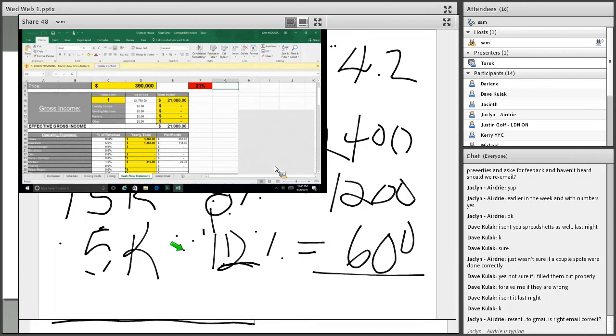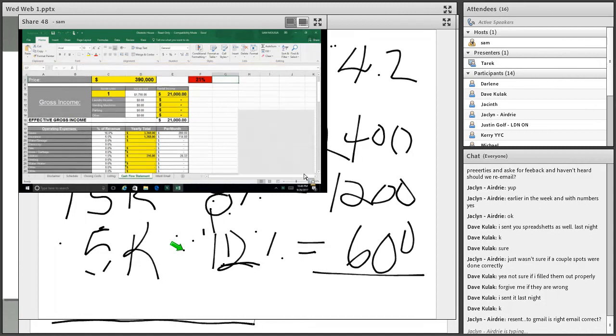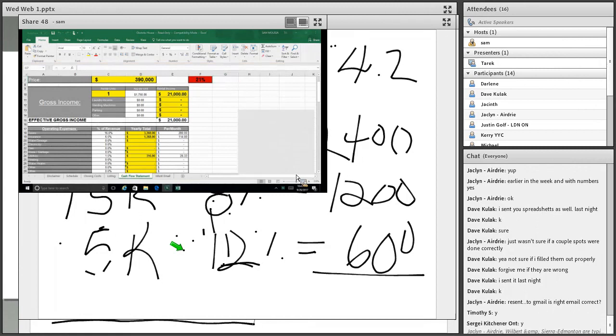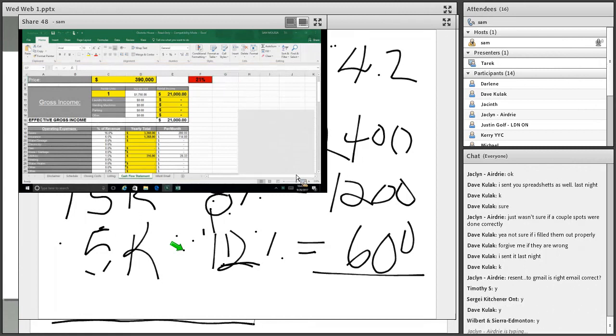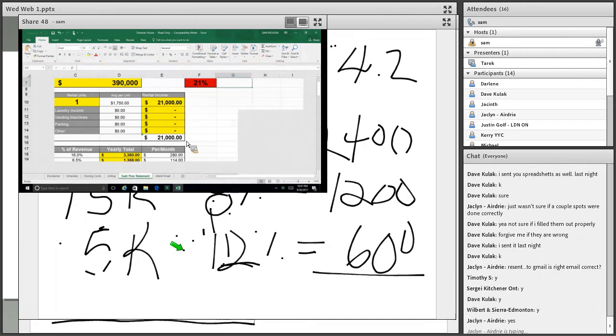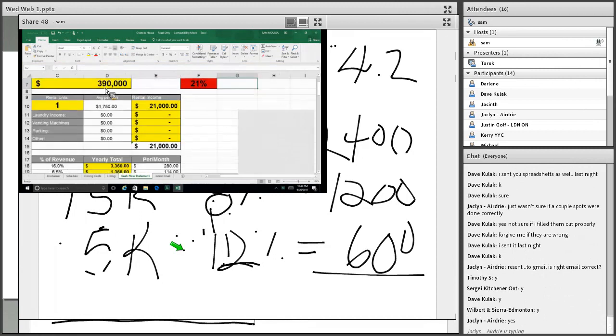Okay, can everybody see my screen? This is the deal, right? I got the right one? Good. Okay. So let's look at this deal. Let me make that a little bit bigger. Okay. So the price is 390,000. 1 unit, $1,750 a month, $21,000 gross income. So this is your gross income, right?